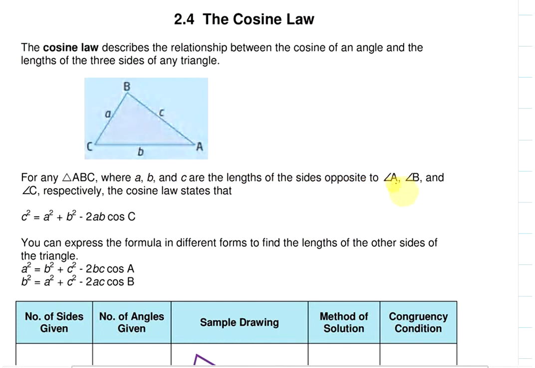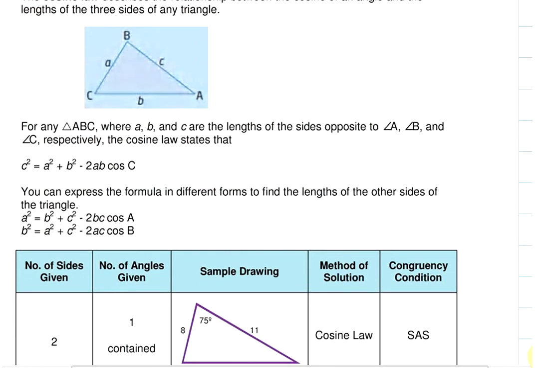Okay, so for any triangle ABC where a, b, and c are the lengths of the sides opposite to angle A, angle B, and angle C respectively, the cosine law states that c squared equals a squared plus b squared minus 2ab cos C. You can express the formula in different forms to find the lengths of the other sides of the triangle. So if I want to find side a, then I would go a squared equals b squared plus c squared minus 2bc cos A.